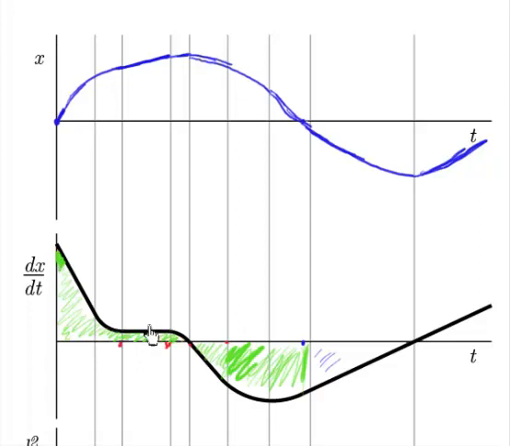Thing to check, whenever derivative is positive, function is increasing. Whenever derivative is negative, function is decreasing. When it goes positive again, that's when it starts increasing, right? So that's an important check on your solution.